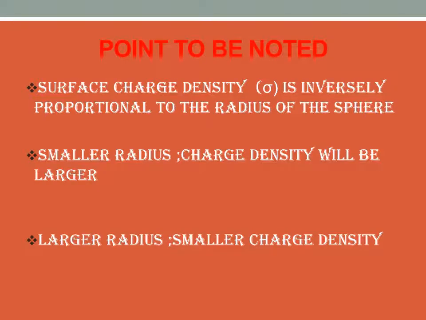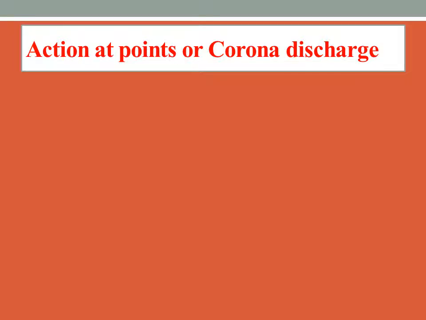The points to be noted, as I told you: surface charge density sigma is inversely proportional to the radius of the sphere. The smaller the radius, the larger the charge density. If the radius is large, the charge density will be smaller. Next, we are going to study what you call action at points or corona discharge.